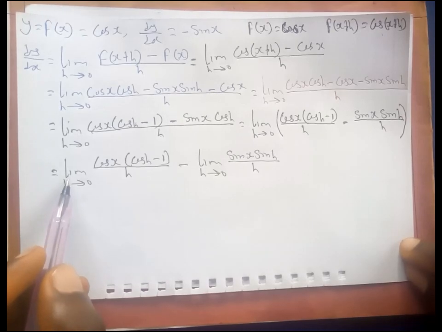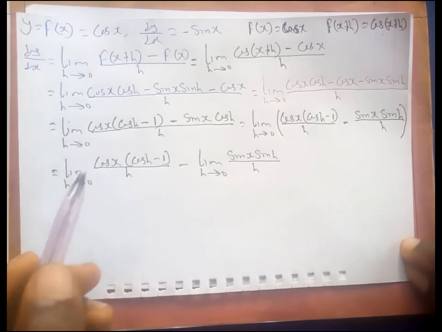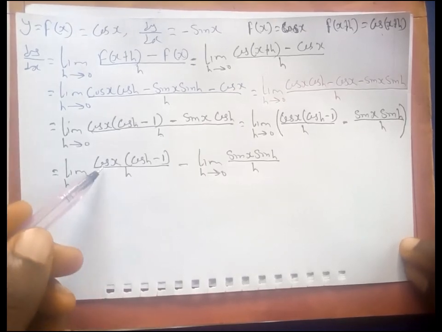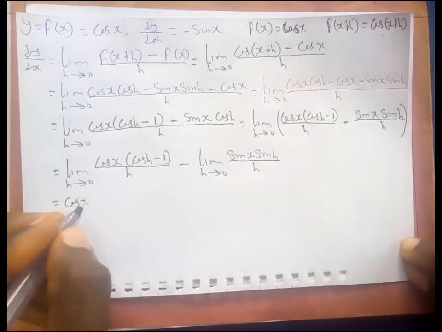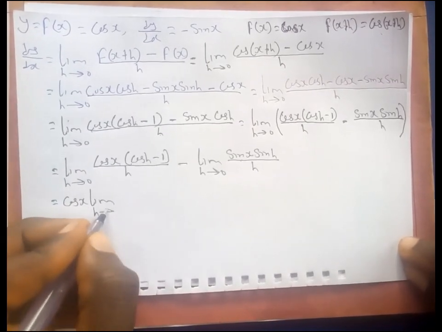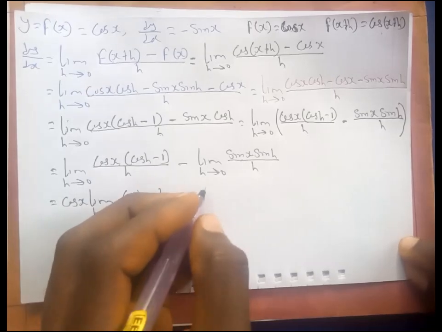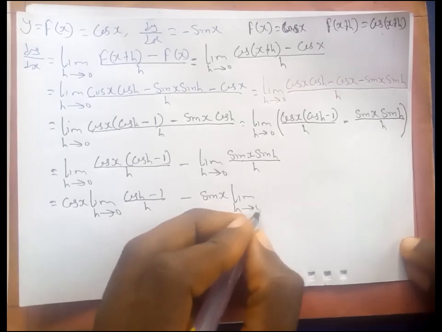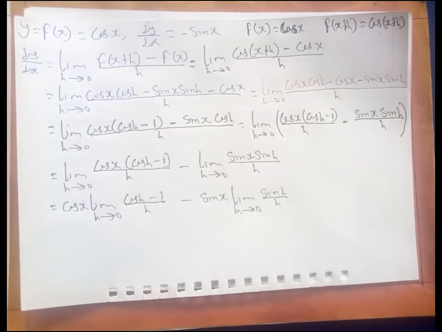Now, as you can see, the limit is such that h is approaching 0. And here we have a function of x, cosine x. It definitely means it doesn't have business with the limit. So we can absolutely take it out of the limit. Same thing applies to sine x. So this is simply equal to cosine x multiplied by the limit as h approaches 0 of cosine h minus 1 all divided by h, minus, taking sine x outside, sine x times the limit as h approaches 0 of sine h all divided by h.